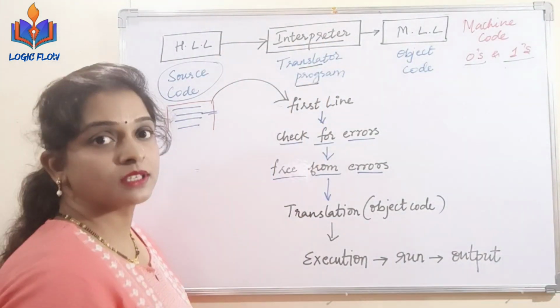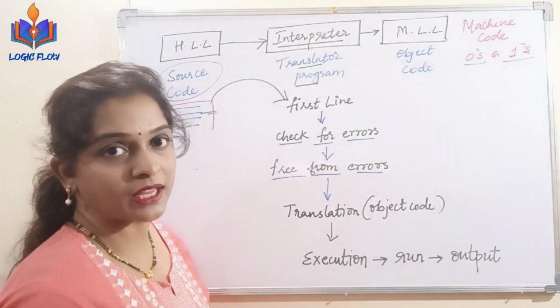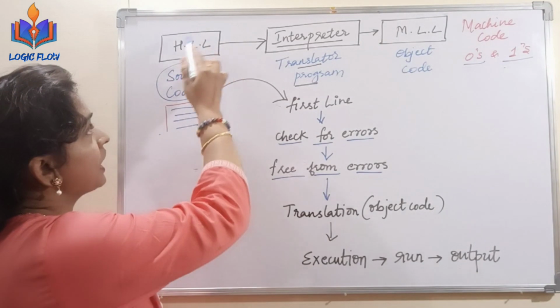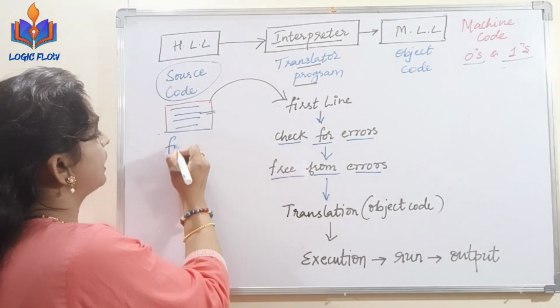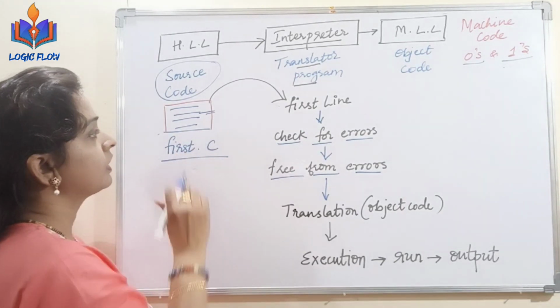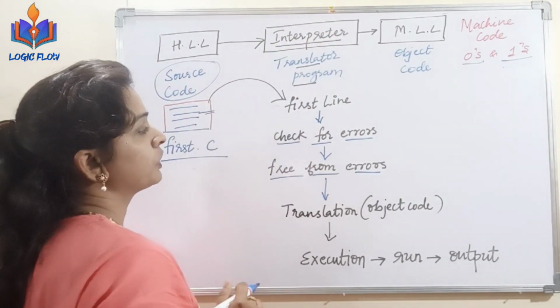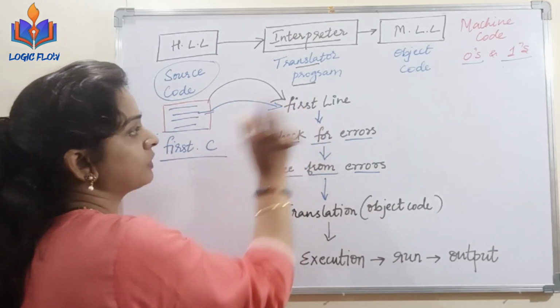Let's talk about the interpreter. So when we use the interpreter as the translator program, what happens? Let's see now. We have the high-level language program, the source code. Say, for example, I have a program written in C language, first.c. I'll give this first.c, my source code, to the interpreter. So what will the interpreter do? It takes the first line of the program.